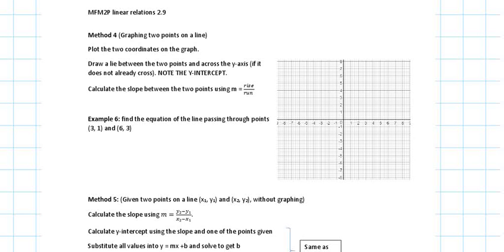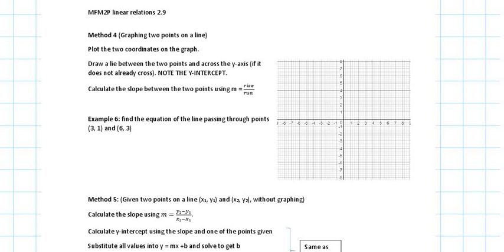2 points, and they give me a graph, and they tell me graph the line and find the equation. Okay? So let's look at an example. The question is asking, find the equation of the line passing through points (3, 1) and (6, 3), and they gave me a graph, a grid.